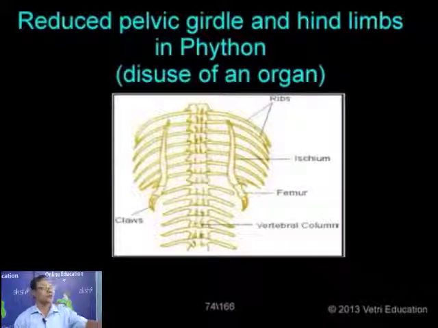If you take the pelvic girdle in a normal person, in our case, it is formed of two equal halves. Each half is formed by the fusion of three bones: ilium, ischium, and pubis. You see here only the ischium alone being present, in reduced form. The femur, the thigh bone, is highly reduced. So it is left as a vestigial organ. It is an example for the disuse of an organ.